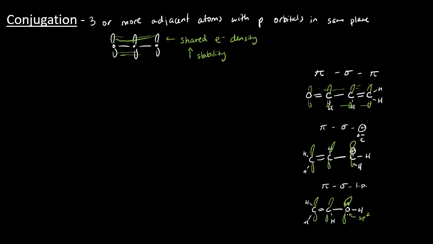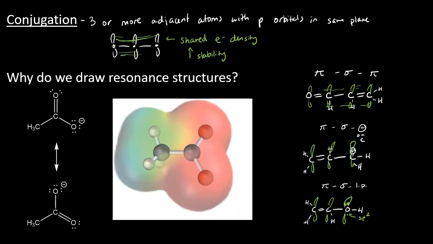But now we want to talk about why do we actually draw resonance structures? So this example is showing the acetate anion, one of our more simple molecules in terms of resonance for organic chemistry. And actually, if you look here, we can find the pattern. Okay, so we have pi, sigma, and then lone pair.